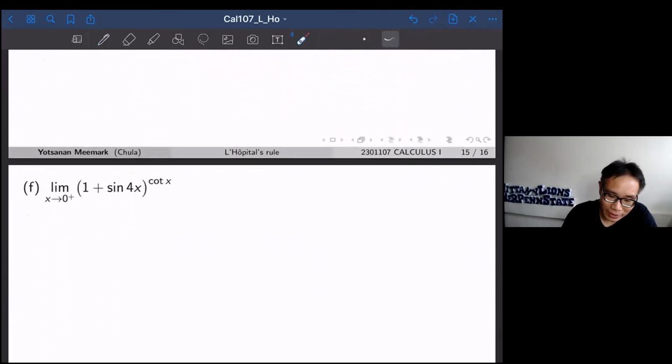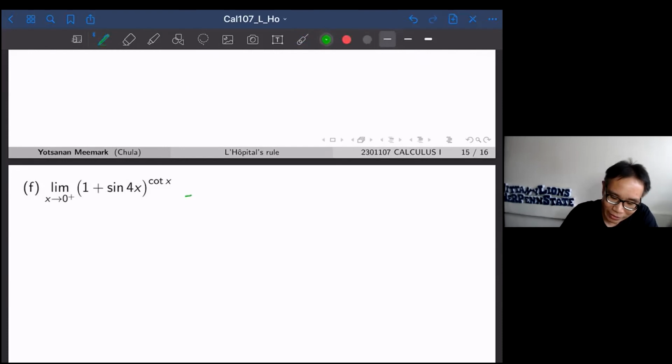Last one. You'd like to find the limit as x goes to 0 from the right of (1 plus sine 4x) to the cot x. The thing that you see here seems difficult. However, this one turned out to be pretty easy at the end.